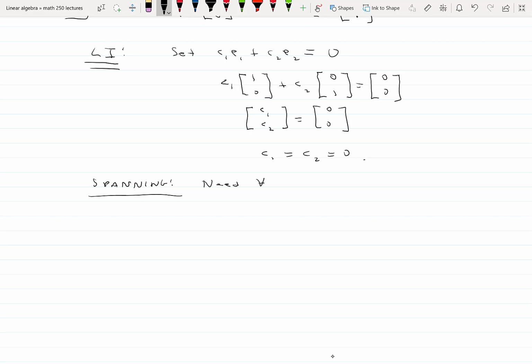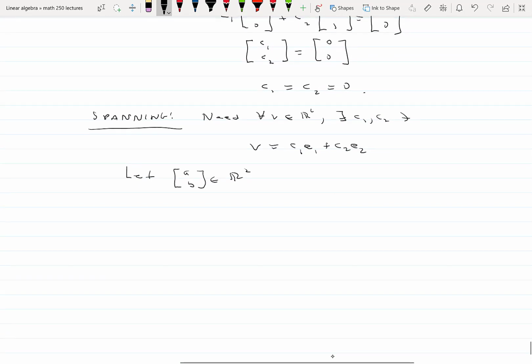For every vector V in R2, there exist constants C1 and C2 such that V is a linear combination of E1 and E2: V equals C1 E1 plus C2 E2. Okay, so pick an arbitrary element out of R2. Let (A, B) be a point in R2, or a column vector in R2. Well, let's take (A, B) and tear it apart.